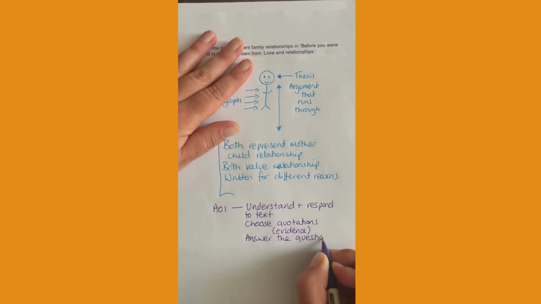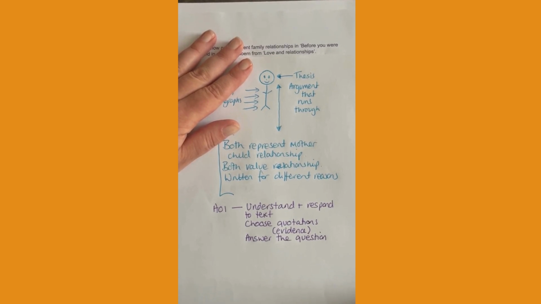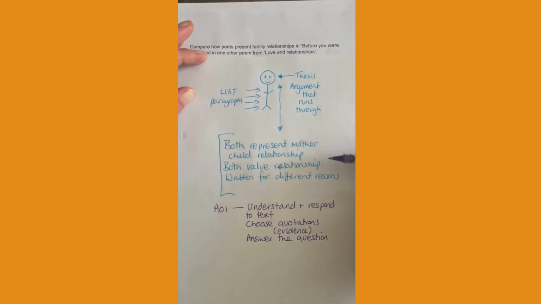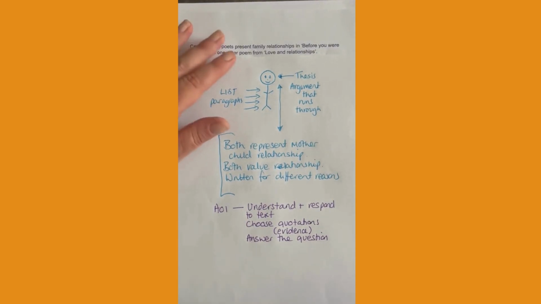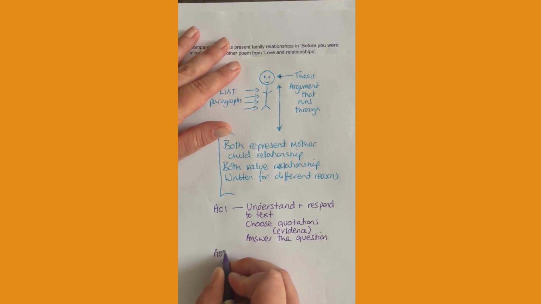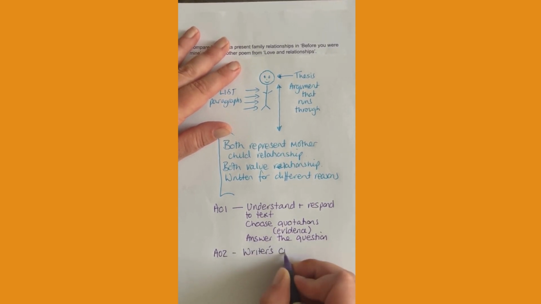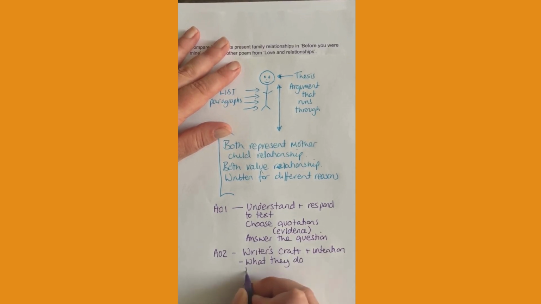The question is asking you to write an essay, and therefore your ability to write an essay counts, which is why we're looking at thesis statement and how we're going to structure our introduction. AO2 is about writer's craft and intention. And therefore you're looking at what the writer does and why they do it.